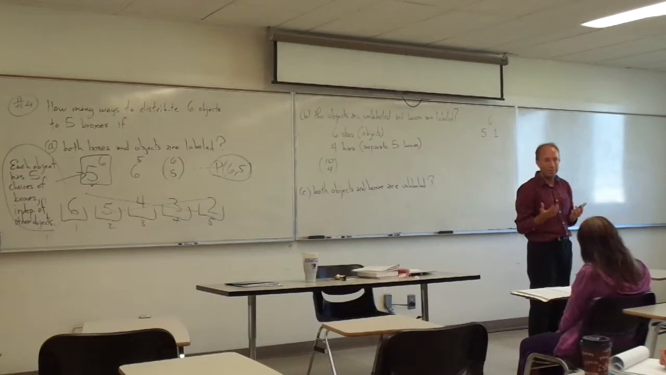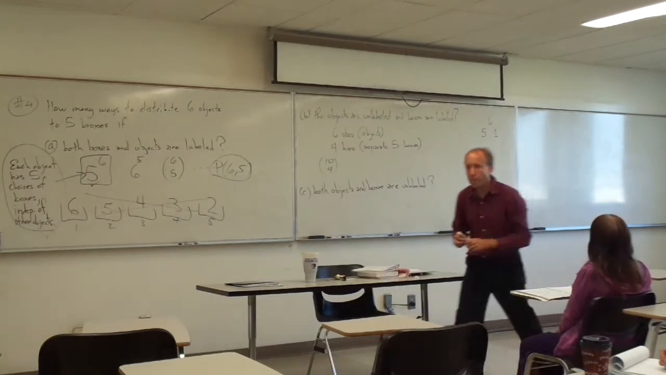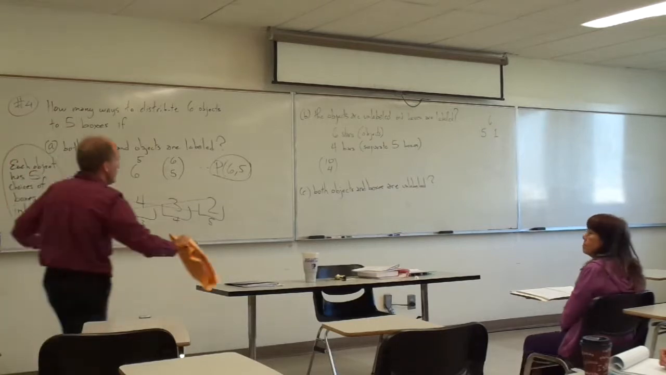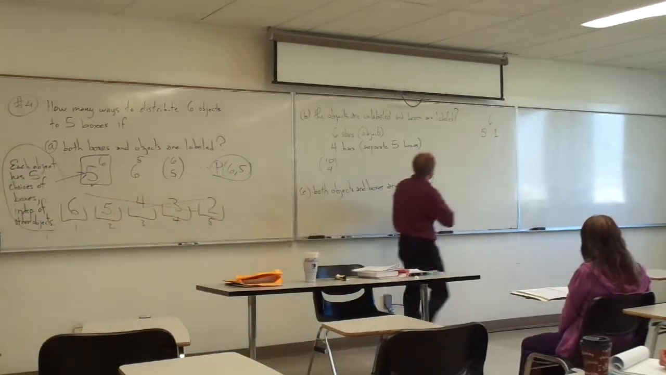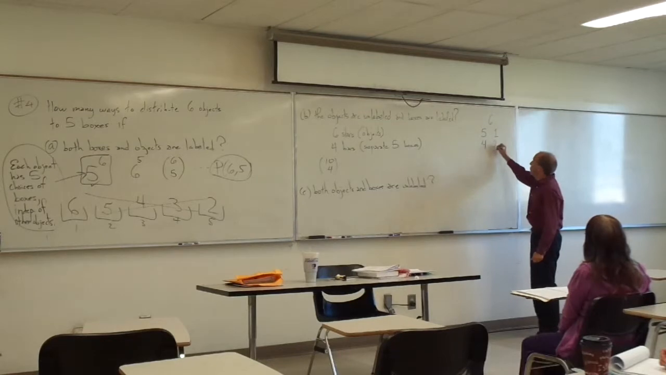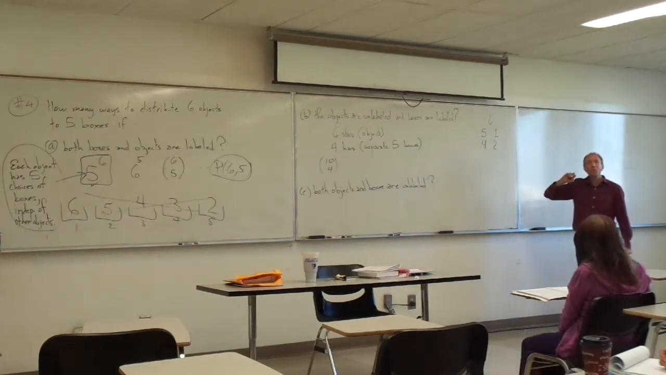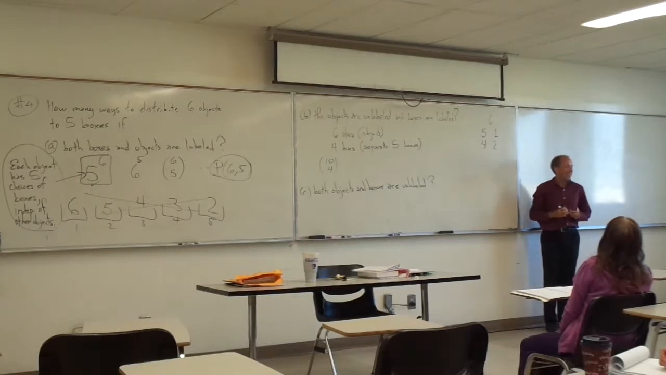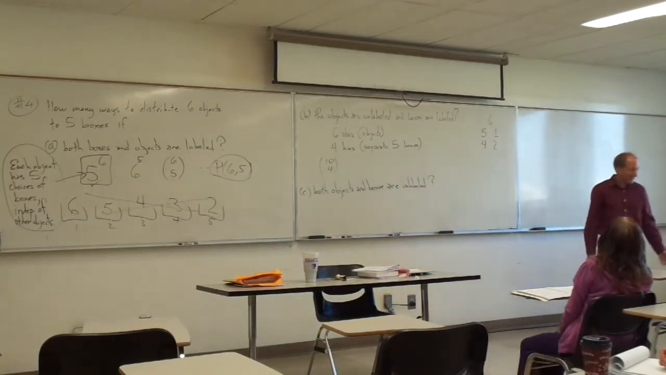What else could we do? 4 and 2, exactly. So 4 and 2 would be another choice, right? So I could have 4 objects in one pile and 2 in another. So what do you see that I'm doing here? It's partitions of the number 6. It's a number of ways of breaking it down.